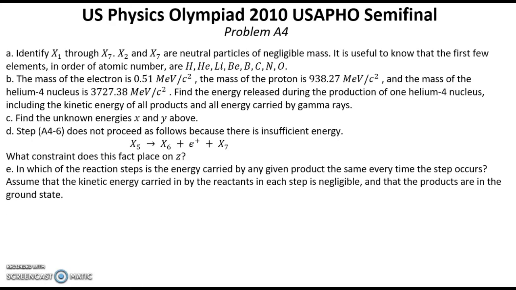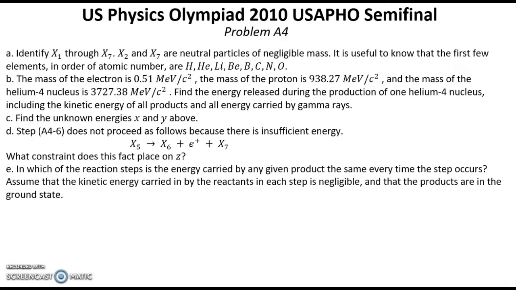Question A. Identify X1 through X7. X2 and X7 are neutral particles of negligible mass. It is useful to know that the first few elements in order of atomic number are hydrogen, helium, lithium, beryllium, boron, carbon, nitrogen, oxygen.